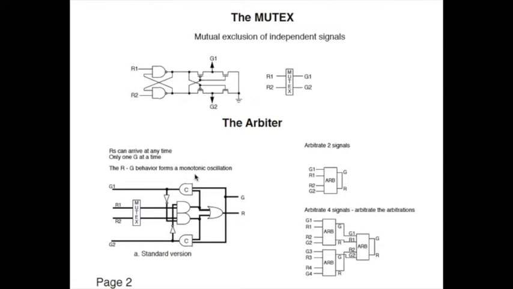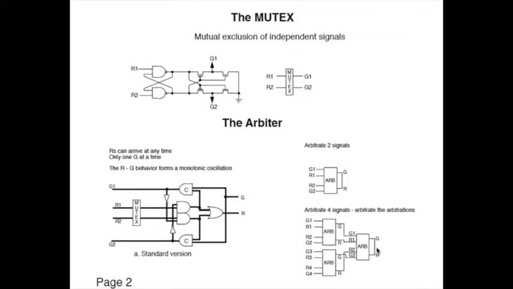The arbiter puts a bit of logic around the mutex that allows the grants to hold off each other until the grants actually go low. It also has an output R and an input G, and the R can itself be arbitrated. So we can gang these together as we do down here. The R of one arbiter goes into R1 of an arbiter, and the R of the other arbiter goes into R2. So this arbiter is arbitrating these two arbiters. So we're arbitrating the arbitrations.